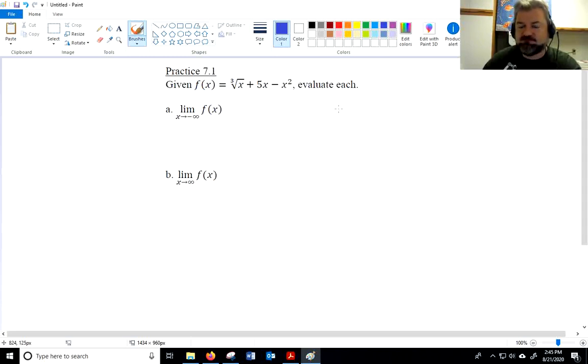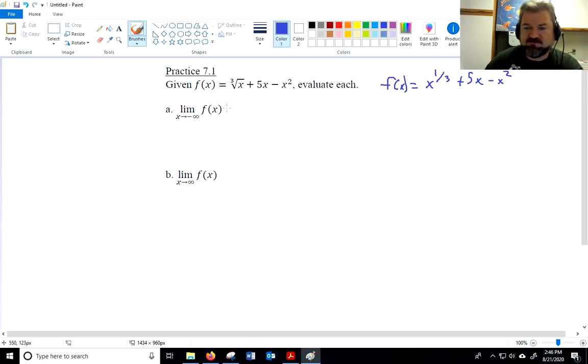First thing I'm going to do is rewrite this with fractional exponents. So I'm going to write that x to the 1/3. You're going to learn in calculus class that fractional exponents are where it is at. We like fractional exponents, we like negative exponents.